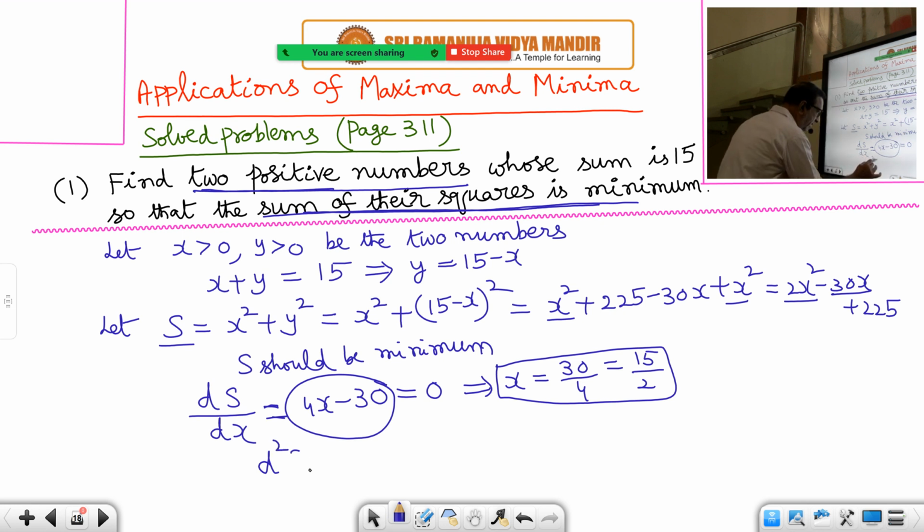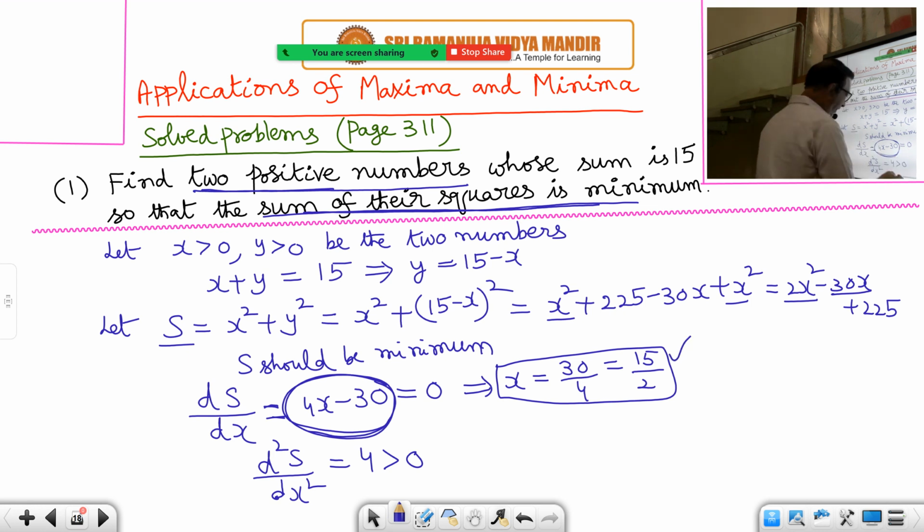What is d square s by dx square? That means, tell me the derivative of 4x minus 30, Madhuri? 4, sir. Is it positive or negative? Positive. Whatever may be x, it is positive. Whether x is 15 by 2, it is positive. Positive means what? Second derivative positive means local minimum.